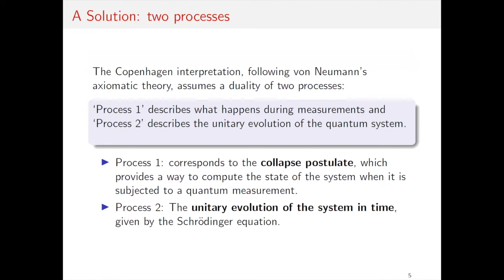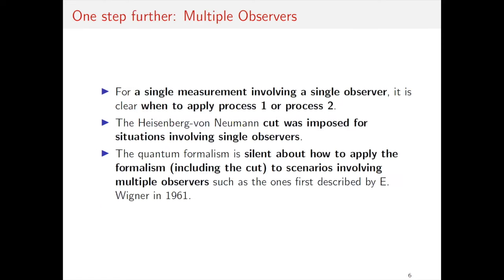There is a solution to that. Von Neumann wrote in his volume that, also according to the Copenhagen interpretation, we should look at a duality of two processes. There is process one, as he calls it, and process two. Process one describes what happens during a measurement, so it describes a collapse. The Copenhagen interpretation is a collapse interpretation. Process two is just the unitary evolution of a quantum system, and that is given by Schrödinger's equation. Okay, so we have two processes to describe what happens to the system.